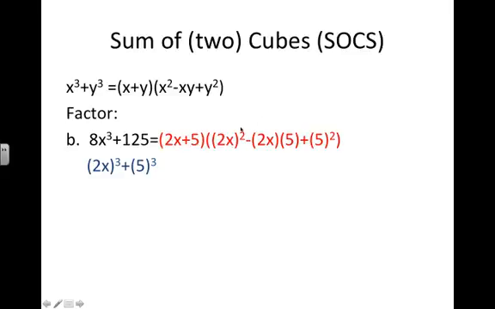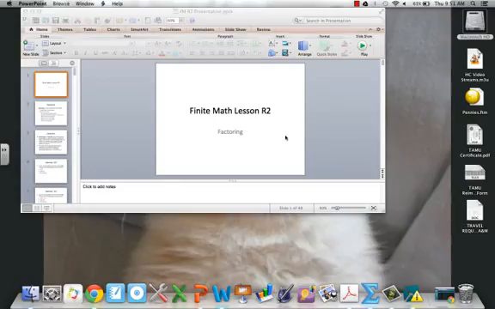2x squared is 4x squared. And then we're going to have minus 10x plus 25. So 2x plus 5 times 4x squared minus 10x plus 25.